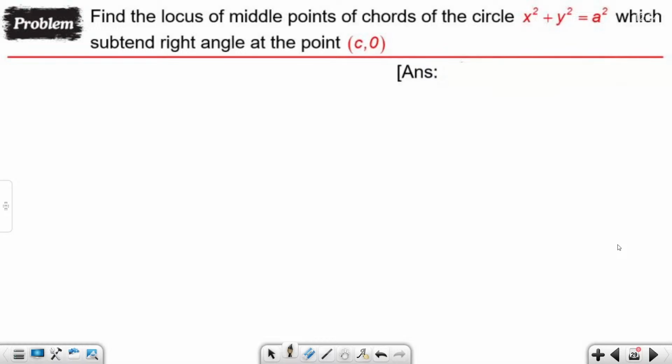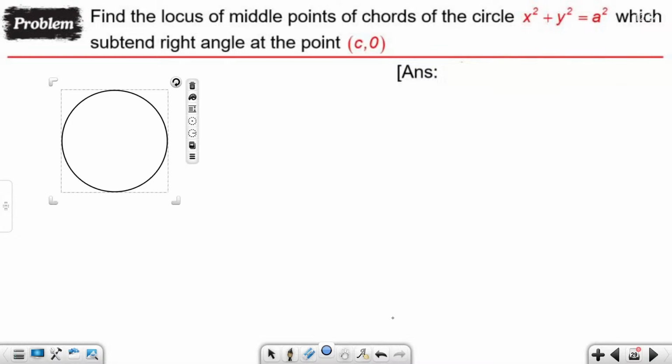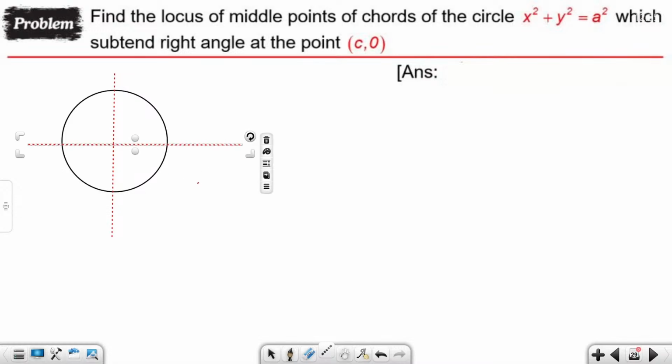Which is this. What is the question? Find the locus of the middle point of the chords. Okay, so let me draw the circle. This circle is x square plus y square equals a square. The center is at the origin and the radius is a units, right? Radius is a units. Okay, so this is my circle.